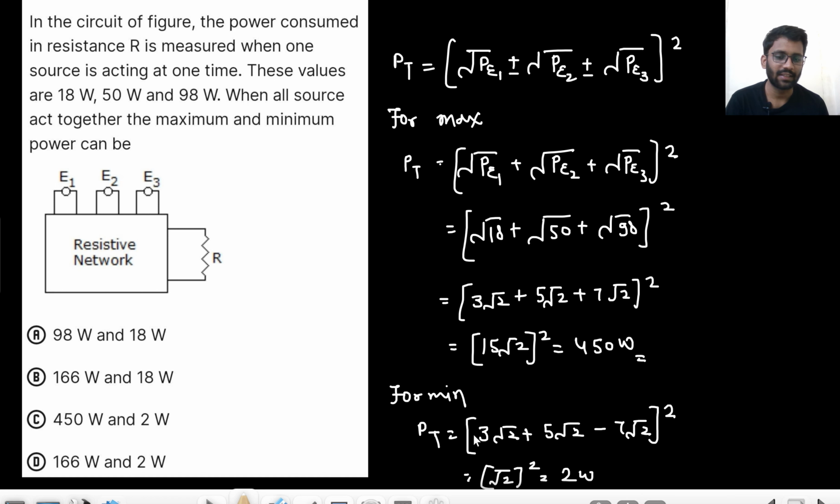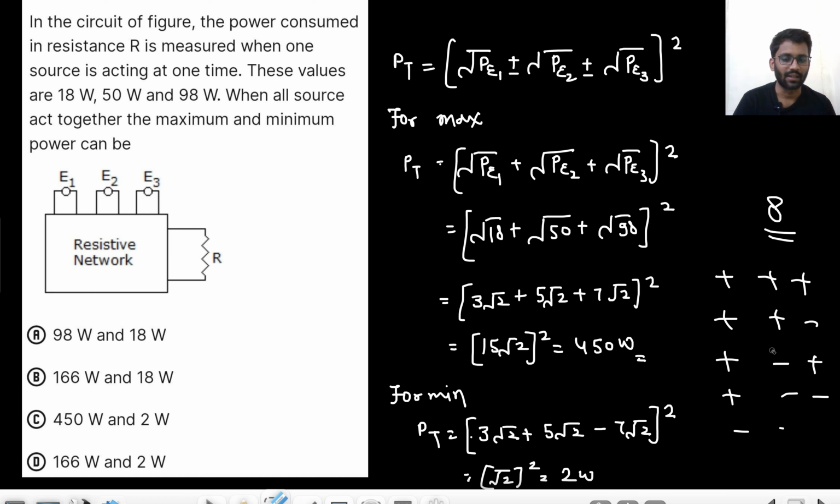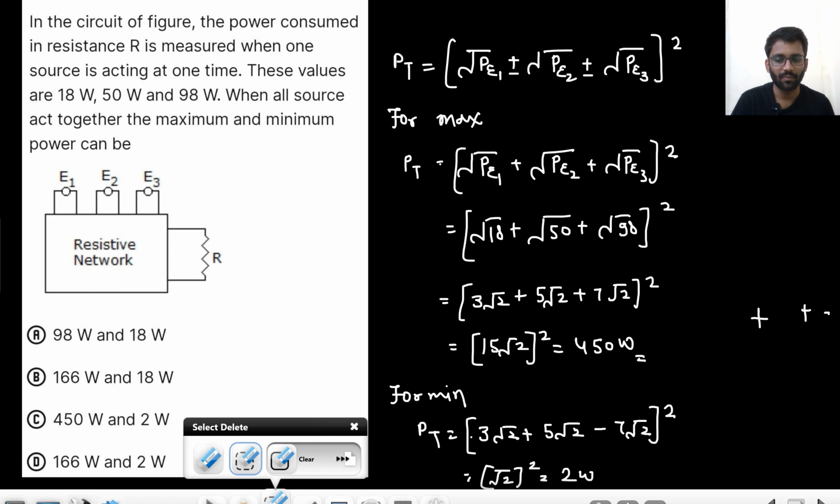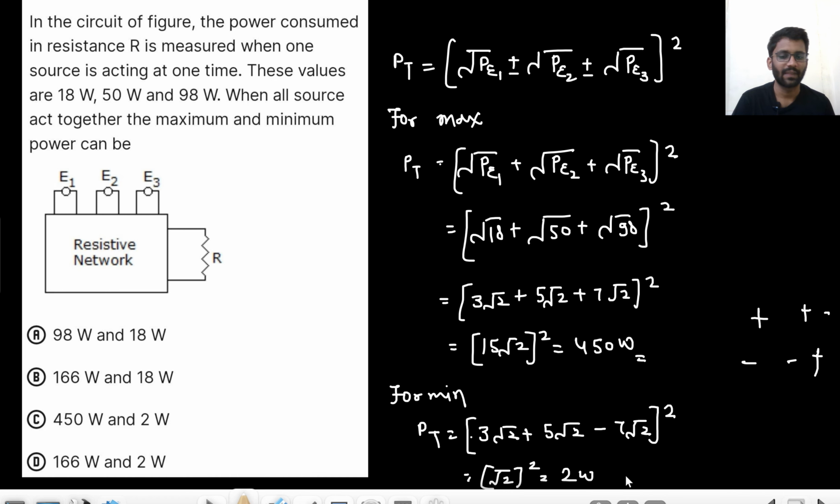Since 3 signs are there, 1, 2, 3, there are 8 possible combinations, right? It can be plus plus plus, plus plus minus, plus minus plus, plus minus minus, like this, and minus combinations as well. But the combination that results in the minimum value is plus plus minus, or it can be minus minus plus. So basically because of 18 watt and 50 watt, the direction has to be the same, and for the other one it has to be opposite. Got my point?